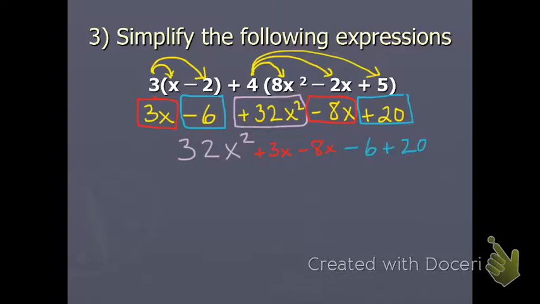And then we are going to simplify this to get 32x squared minus 5x plus 14. And we have successfully simplified this expression. As I move on to the fourth one, another example, pretty similar.